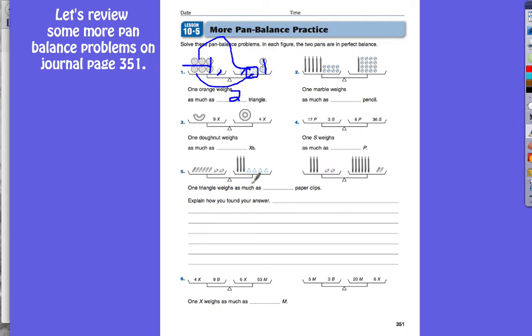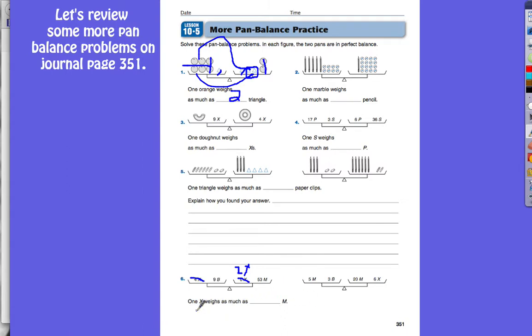You will need to be completing the rest of the page, but I just want to jump down to number 6 because it seems a little bit more complex, but it's the same idea. We're just using variables instead of objects. So if I have 4 x's and 6 x's, I can cross out 4 from each side, so I'm left with 2 x's. Here I have b's and m's. They do not equal each other, so we cannot cross them out.